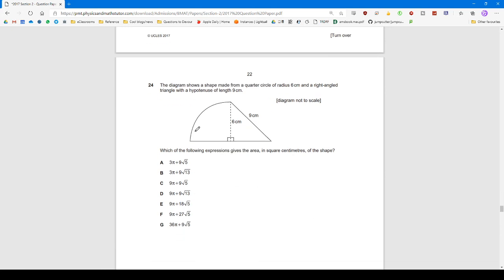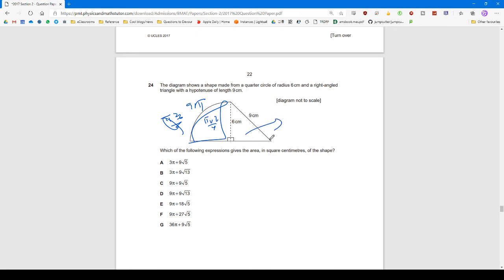Maths question, start the clock. Diagram shows a shape made of a quarter circle of radius 6 and a right-hand triangle. Blah. Okay, which of the following expressions gives the area of the shape? So this is pi r squared over 4, so it's pi times 36 over 4, or 9 pi. This semicircle's 9 pi.